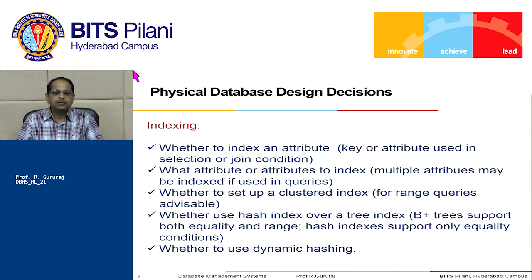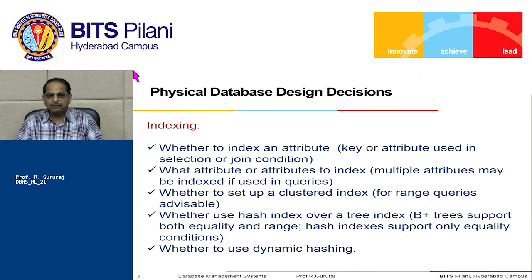and more effective. Coming to the physical database design decisions, we need to take decisions about indexing. That is a very important, significant task. With respect to indexes, we need to decide whether on a given attribute we need to construct an index or not, which key or attribute is used in the selection or join condition, and what attribute or attributes need to be indexed.